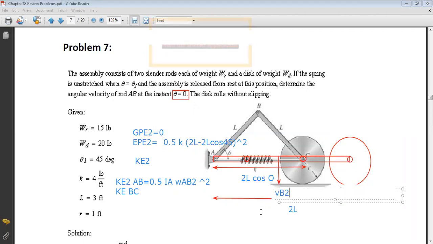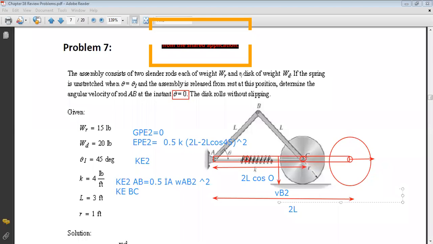Now, the second point of bar BC is point C. And point C is moving in which direction? To the right, in the horizontal. Very good, to the right. So now, if I want to find the IC, what should I do? I draw the perpendicular line to VC. So this is VC at state 2.